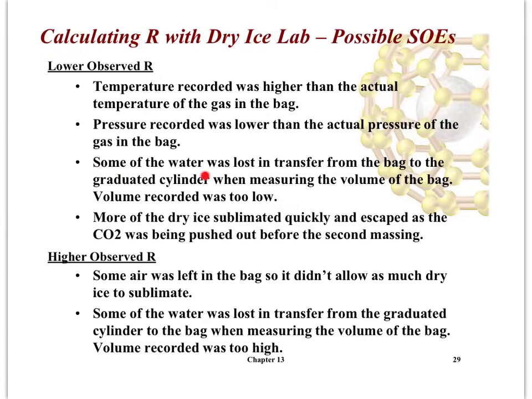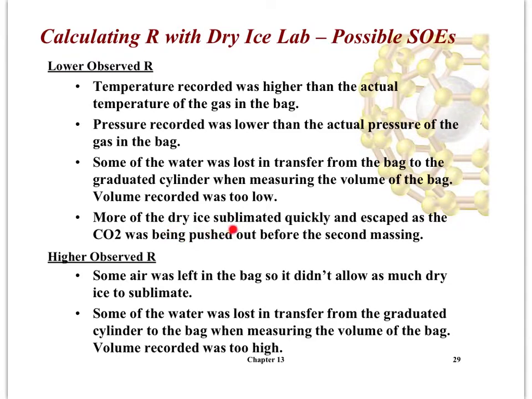Another source of error could be that some of the water was lost in transfer from the bag to the graduated cylinder when measuring the volume of the bag, and therefore the volume of the bag that was recorded was too low. So this would be if you filled up your bag first with water and then you transferred that water into a graduated cylinder, and then that would be the case.